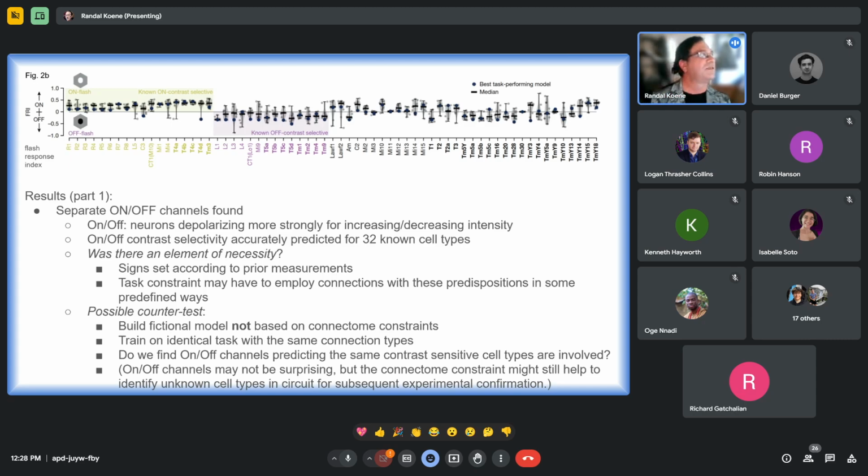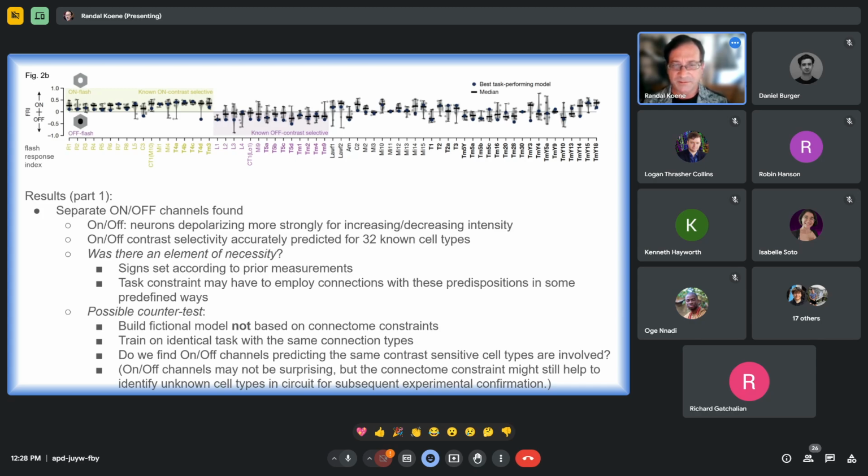Okay, so now let's get to the results. There are a lot of different results in this paper, or a lot of different but connected results, and it'll take a little while to get through them. So the median and best model responses found cell types that preferentially respond to on versus off flashes, so increasing versus decreasing intensity. And those are predictions that correspond with the contrast cell activity that had previously been measured experimentally for 32 of the cell types. And in figure 2b here, those are shown as the yellow and magenta cell groups, respectively.